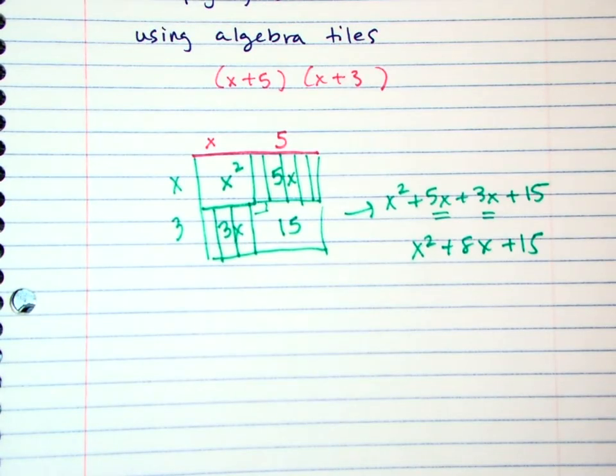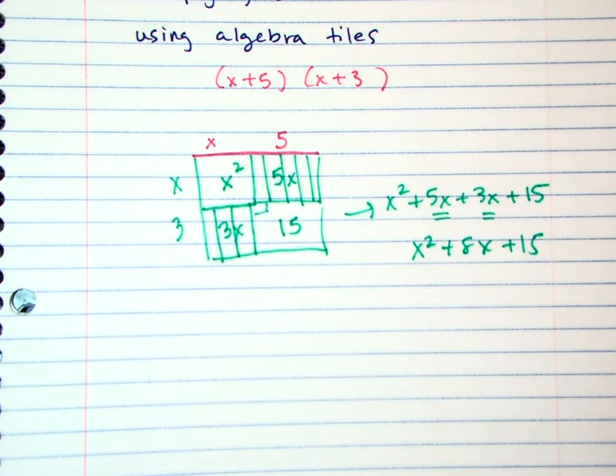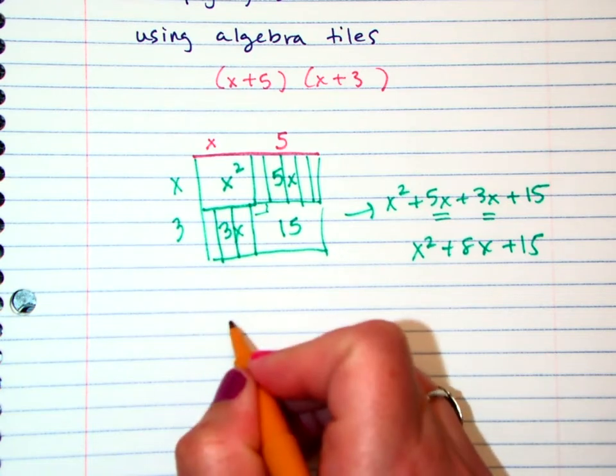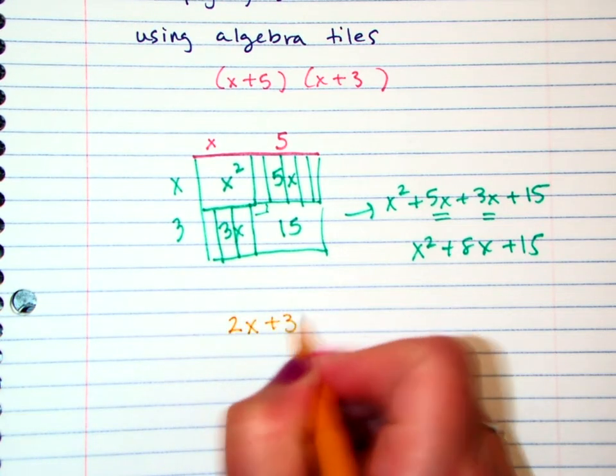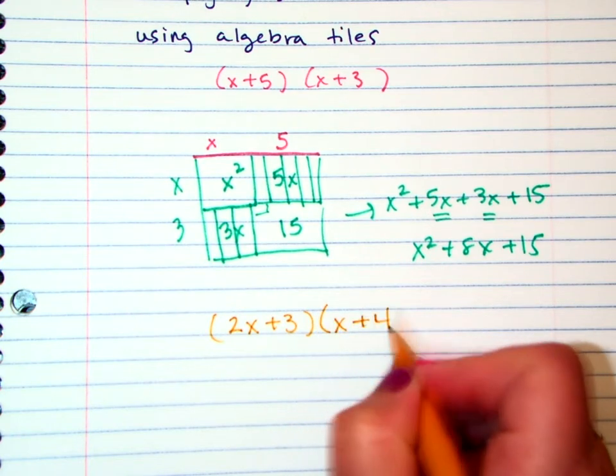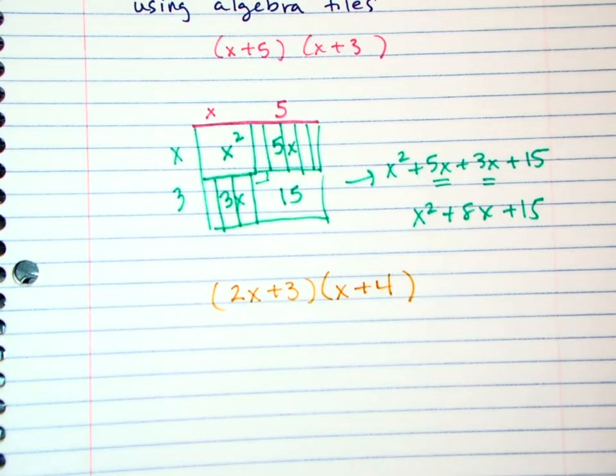Okay? So I'll show another one with algebra tiles, and then we can do one with a different method, which you won't have to use algebra tiles if that's not helpful to you. I don't find algebra tiles particularly helpful to me. But let's say I had something like this: 2x plus 3 and x plus 4. I'll try to do this one where they're different colors so it's a little bit easier to see.